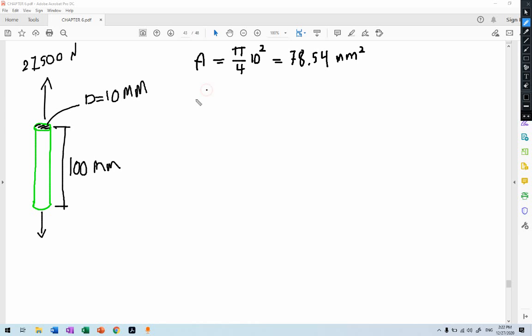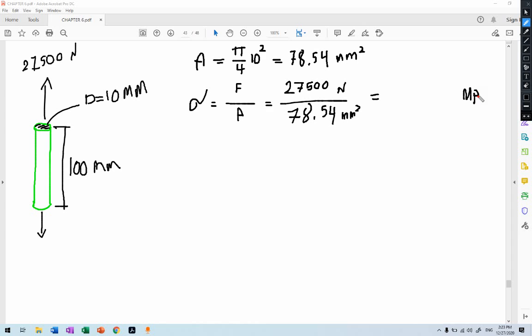Now we know that stress is equal to force over area. And we have 27,500 Newton, and the bottom is millimeter square, so the result is going to be megapascal. 78.54 millimeter square at the bottom. So let's calculate this one.